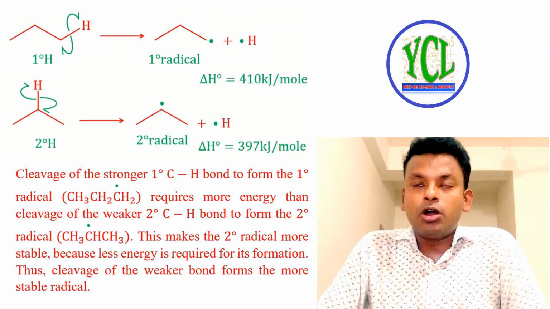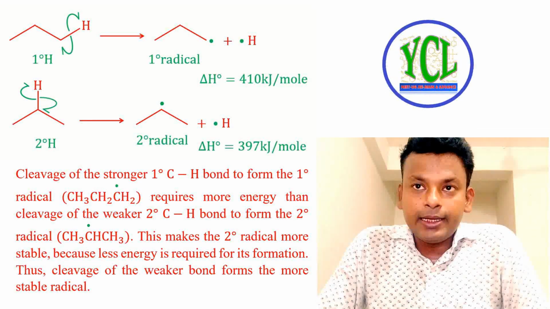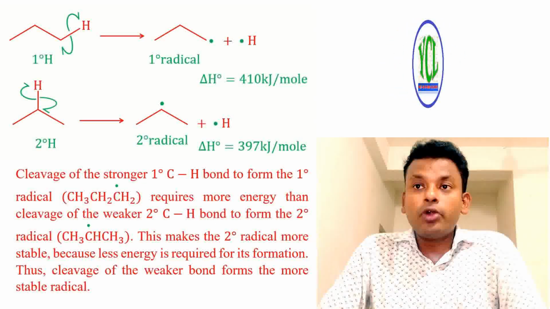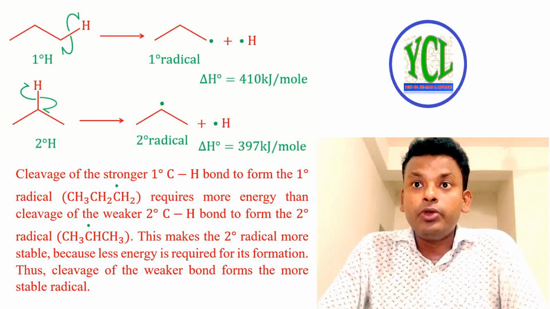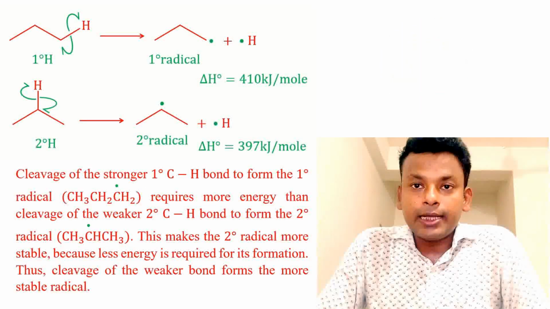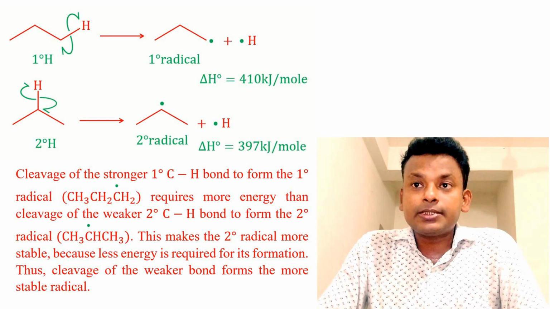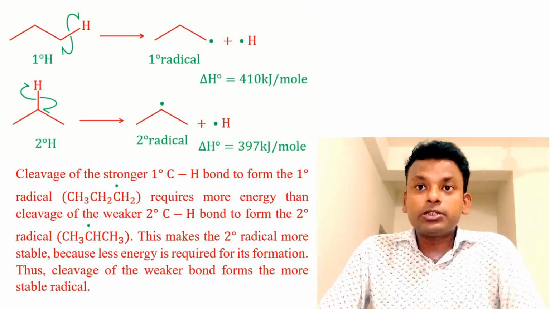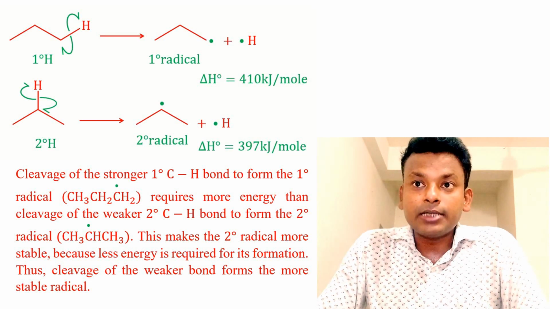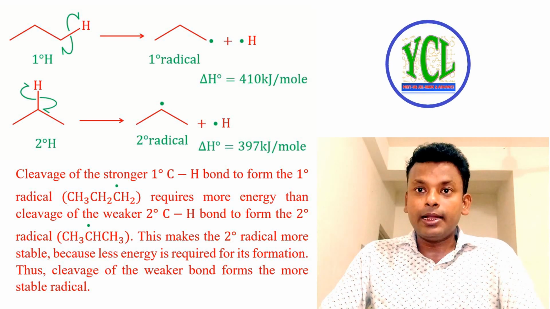Cleavage of the stronger 1 degree CH bond to form a 1 degree radical, CH3CH2CH2 dot, requires more energy than cleavage of the weaker 2 degree CH bond to form a 2 degree radical, CH3 CH dot CH3. This makes the 2 degree radical more stable, because less energy is required for its formation. Thus the cleavage of a weaker bond forms a more stable radical.